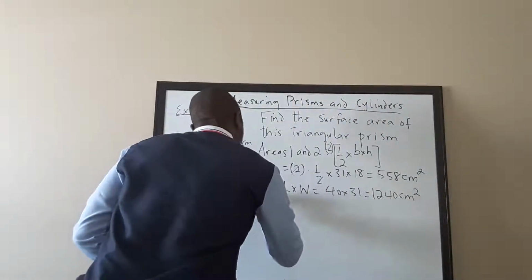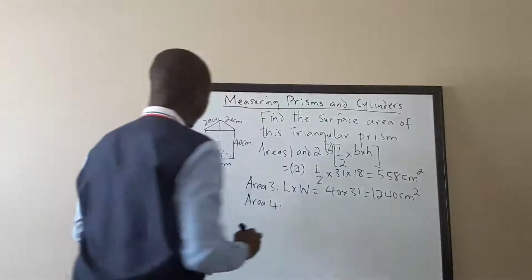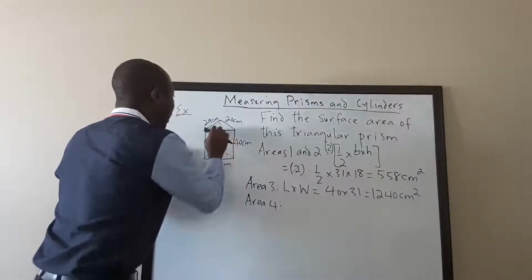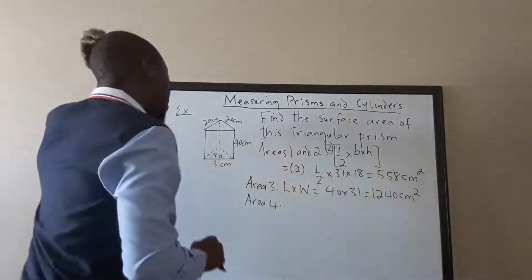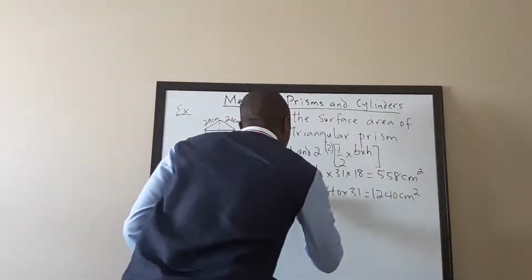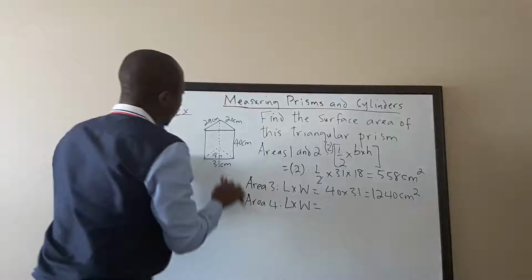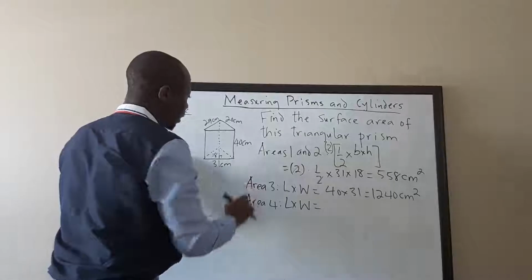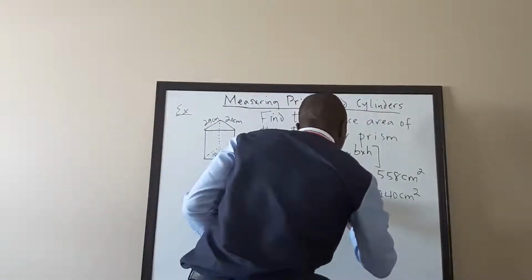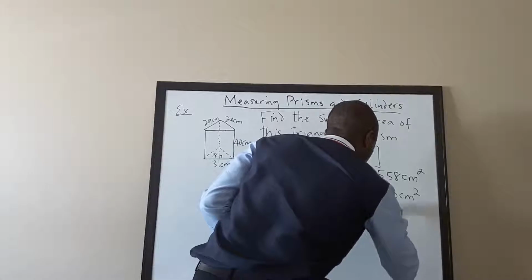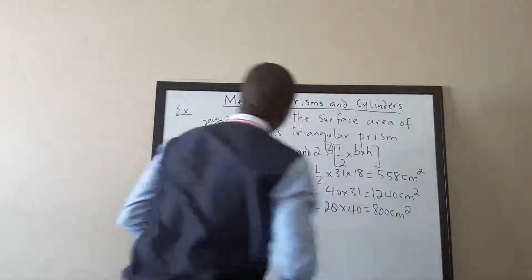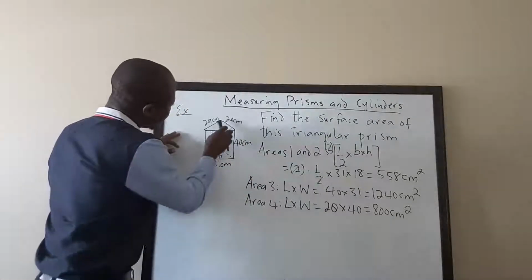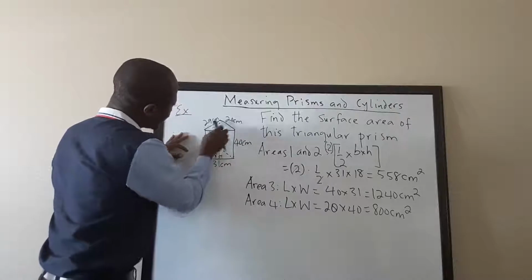Now area 4. So we've got this rectangle here, and we've got this rectangle. So area 4, because it's a rectangle, is length times width. So I'm looking at 20 and 40. So 20 times 40, which is 800. And I'm looking at this last one. This last one here is 2940.